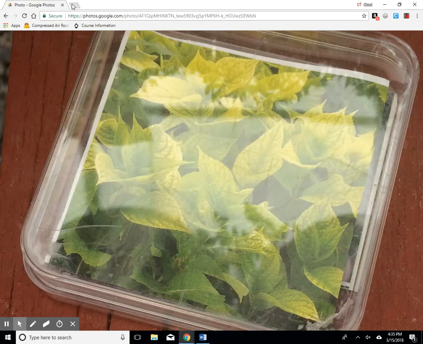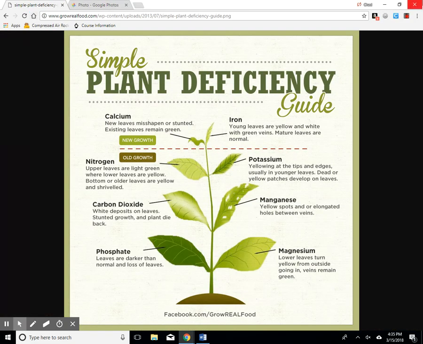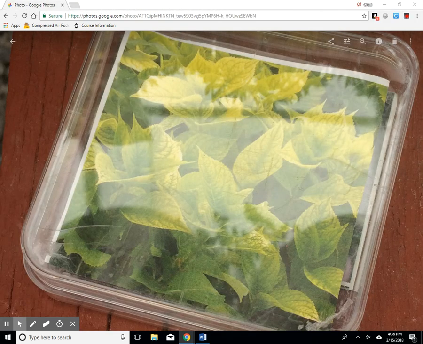So I'm going to move this out of the way. What do you guys see? Yellowing leaves. Are the veins staying green? Yeah. So if we bring that back, which one do you think that is? Either nitrogen or magnesium. Maybe potassium, because I don't know if the whole leaf is yellow or not. So let's look. So it's either iron, nitrogen, or magnesium. So is it the young leaves, the upper leaves, or the lower leaves as we look at it?